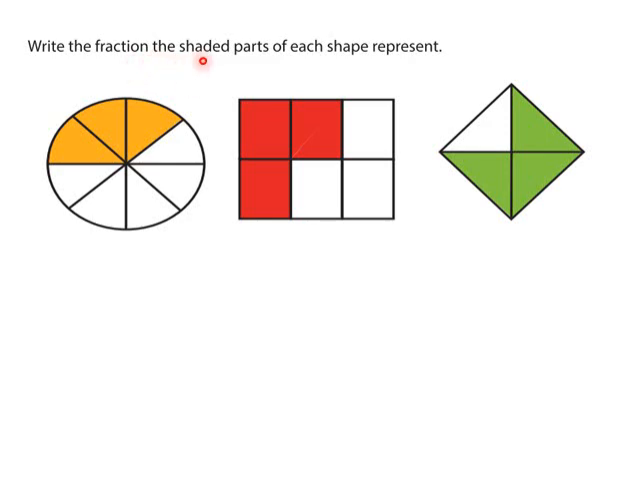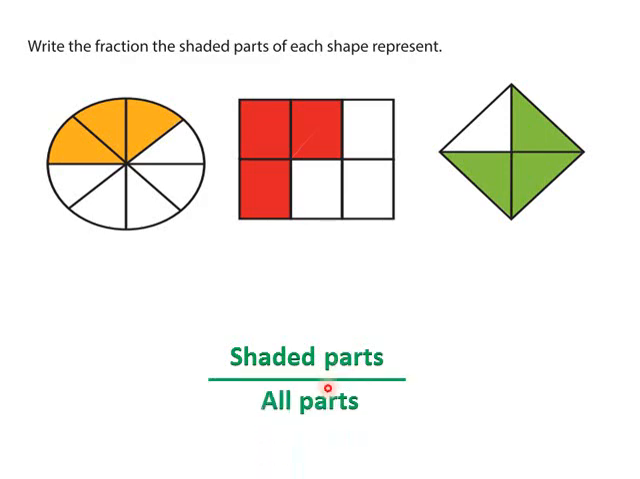Write the fraction the shaded parts of each shape represent. So how do I write the fraction? I have two parts. First, I count the shaded or the colored parts. I put it at the top. And then I have a separating line. And then I have a number at the bottom. What is this number? It is the number of all the parts.